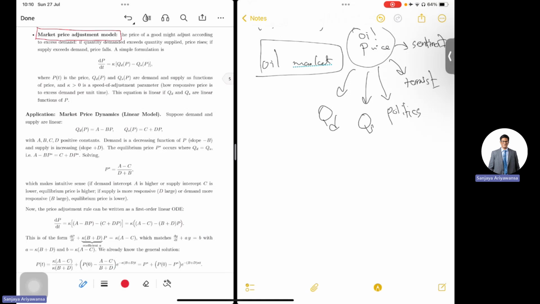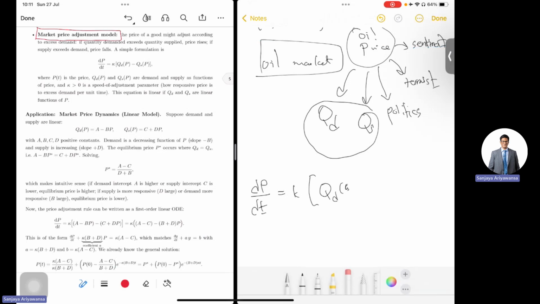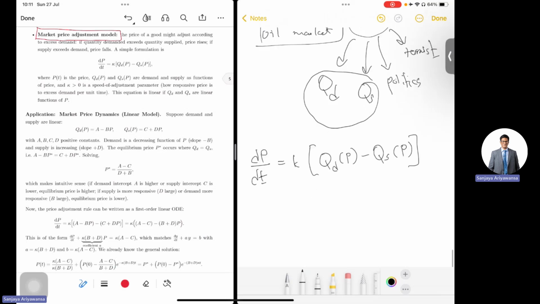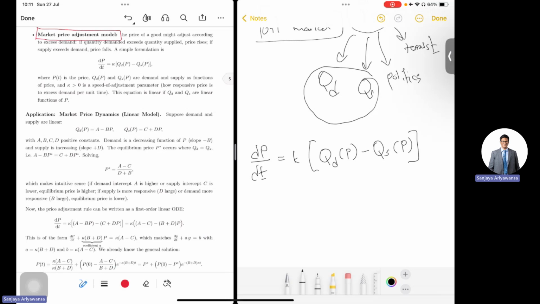But assume we are going to model oil prices only using quantity demanded and quantity supplied. So in that case, we're looking at price changes of oil with respect to t given by this particular coefficient k, multiplied by the difference between quantity demanded and quantity supplied, right? That's how we're going to model this.